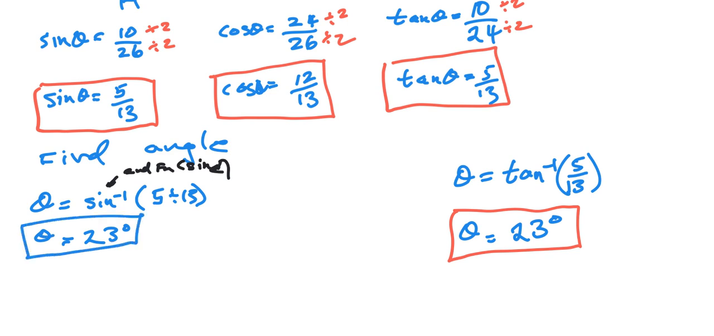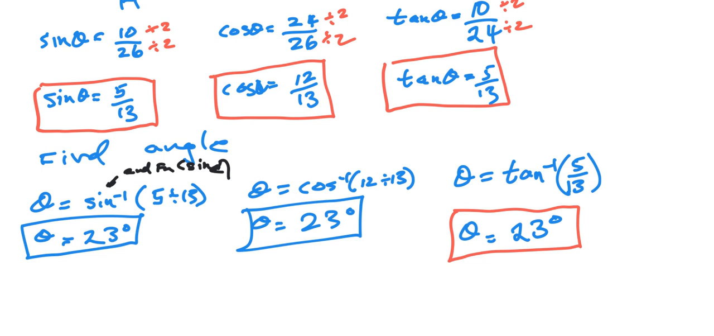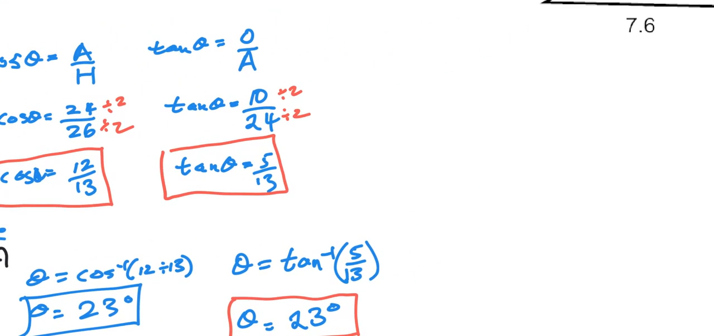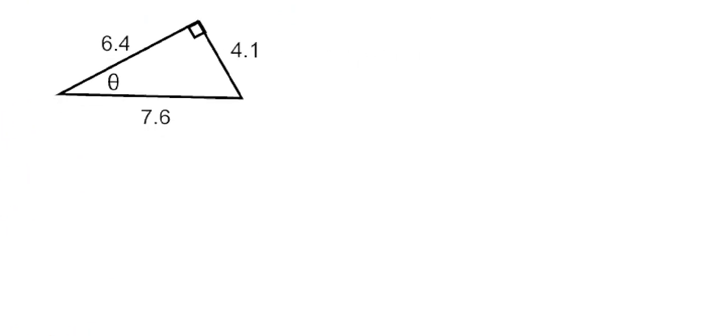And the same can be said for cosine. You end up with cos inverse of 12 divided by 13 on your calculator, and punch that in, and you end up with theta is equal to 23 degrees. And we're done. Now, what I'm going to ask you to do is take a look at the next problem, and find the primary trigonometric ratios for all three sides.